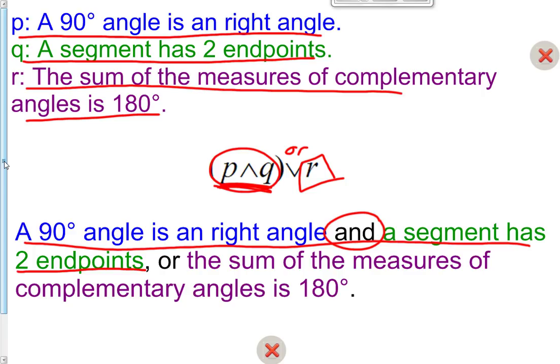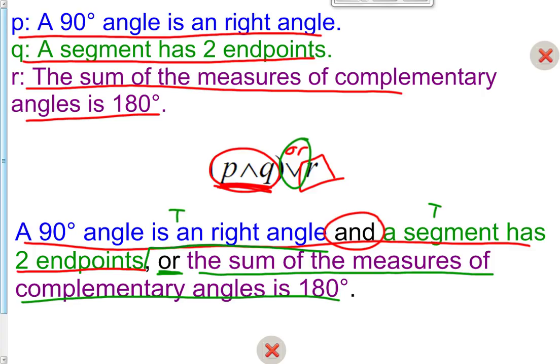And then here's the word or for the disjunction, or the second part of the statement, the sum of the measures of complementary angles is 180 degrees. So in an or statement, only the first or the second part need to be true. Only half of the statement needs to be true for the whole statement to be true. So a 90-degree angle is a right angle. That is true. And a segment has two endpoints. That is true. So the first part of the statement is true.